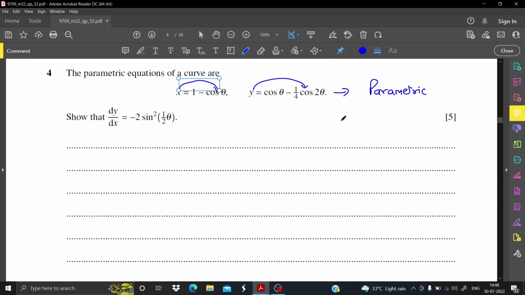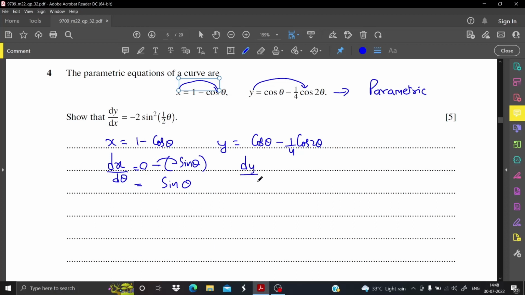What are the sub concepts of your differentiation topic? So here, what we have is x equal to 1 minus cos theta, then you have y equal to cos theta minus 1 by 4 cos 2 theta. So differentiating x first with respect to theta, you get dx by d theta is 1 differentiation is 0, minus cos differentiation is minus sine theta. That will give you sine theta. Negative of negative is positive sine theta.